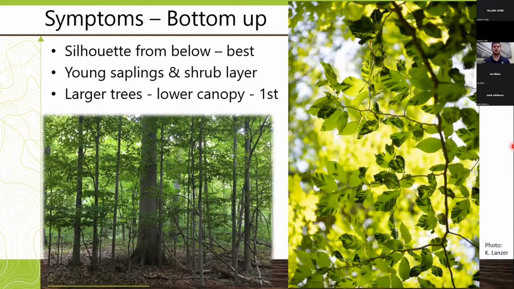The second part about the bottom-up perspective is thinking about where we first see beech leaf disease. That tends to be in the young saplings or the shrub layer, or the very lower portion of canopies in large trees. So that picture on the bottom left is a really good ideal place to look for beech leaf disease for the first time.